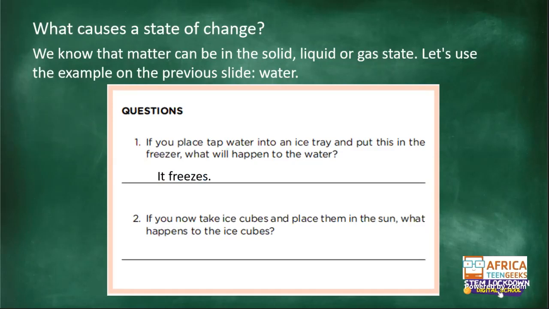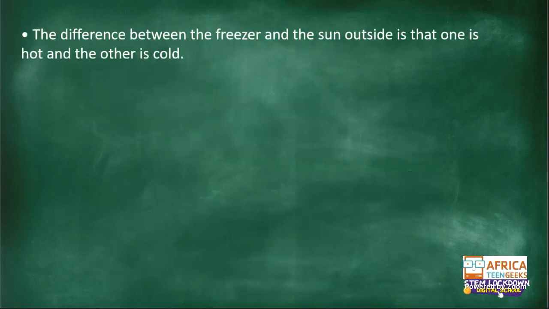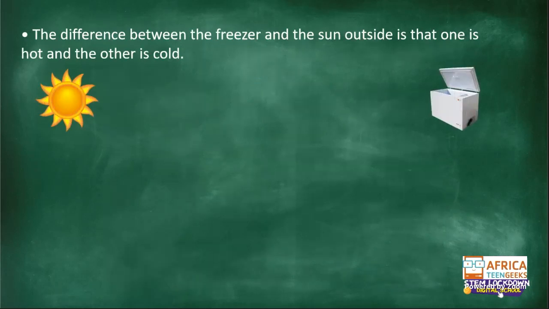Now question number 2. If you now take ice cubes and you place them in the sun, what will happen to the ice cubes? It melts. Good job. We're all saying it melts. You are right. It freezes when you put it in the freezer. It melts when you put it in the sun. So the difference between the freezer and the sun outside is that one is hot and the other is cold. As easy as that.